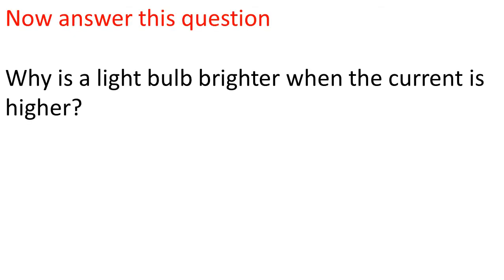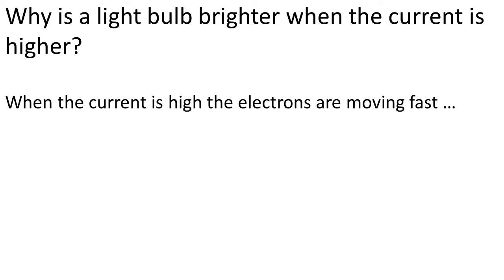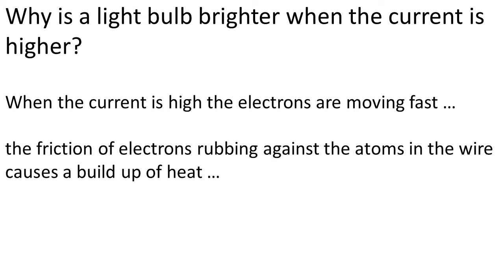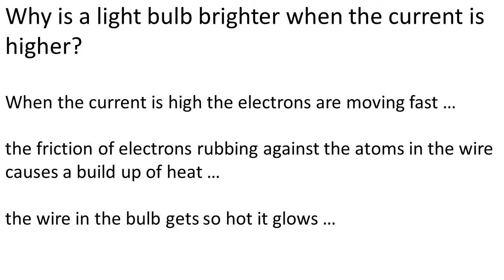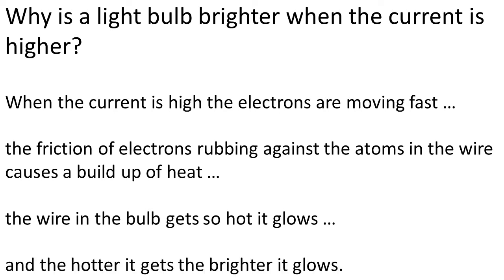Now let's go from the analogy back into the electrical explanation. Answer this question: why is a light bulb brighter when the current is higher? It's quite a similar question. When the current is high, those electrons are moving very fast. The friction of the electrons rubbing against the atoms and banging into the atoms in the wire causes a build-up of heat. The wire in the bulb gets so hot it glows, and the hotter it gets, the brighter it glows.